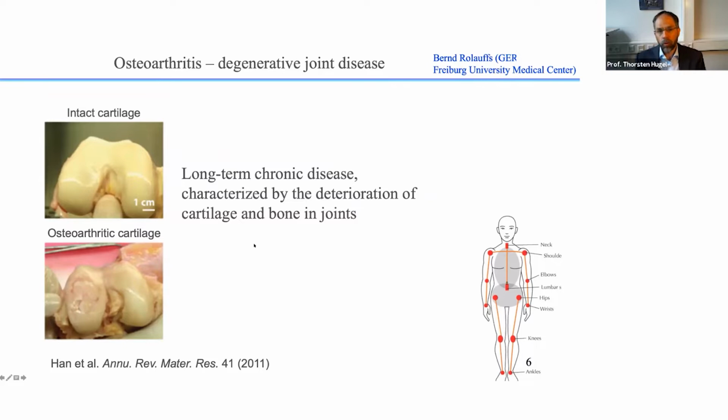So here in Freiburg, we then came together with Bernd Rolauffs from the Freiburg University Medical Center, and he's interested in osteoarthritis. You already also got an introduction into this from Matthäus. Just want to mention there that it's really a chronic disease. Many people, probably even some of us, will suffer from it if they get very old. And the question is, how does this come about? What is the reason for this?